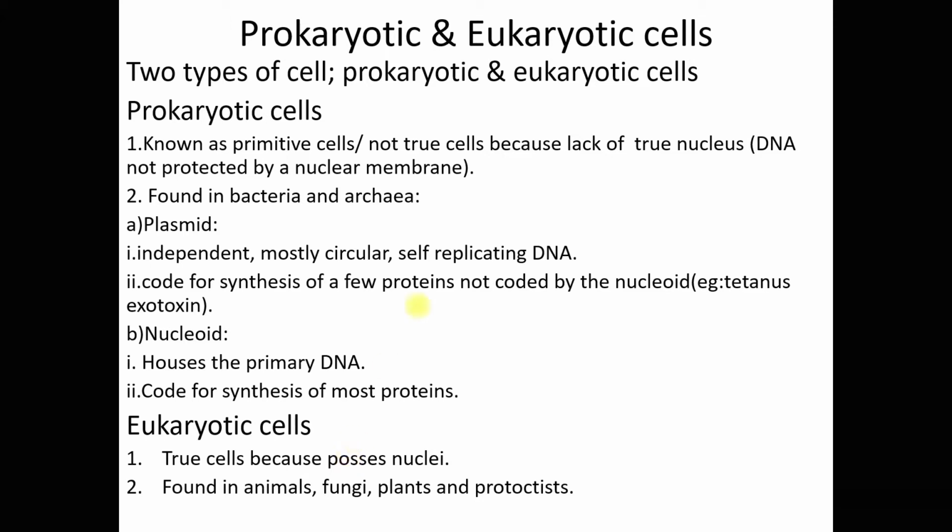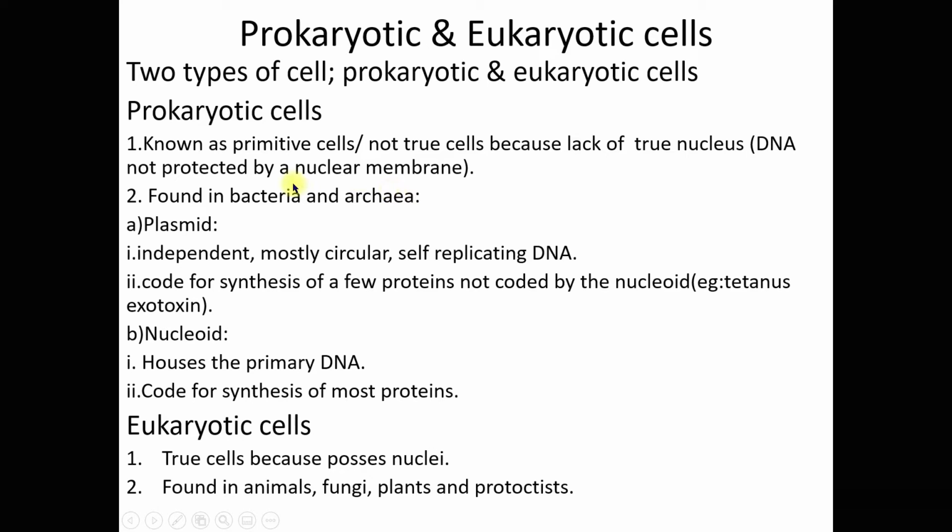Now when it comes to prokaryotic cells, these are known as the primitive cells, or not true cells, because prokaryotic cells lack a true nucleus. Having a true nucleus means the DNA must be protected by a nuclear membrane, but it is not in the prokaryotic cells. Their DNA is not protected by a nuclear membrane, so it's sort of like their DNA is being loose. Prokaryotic cells are found in bacteria and archaea.